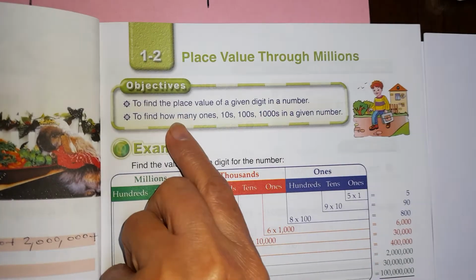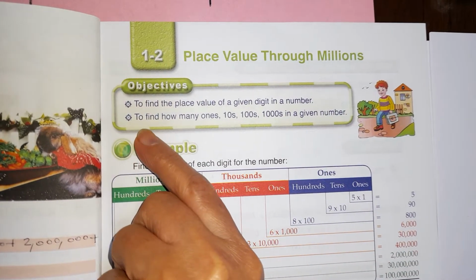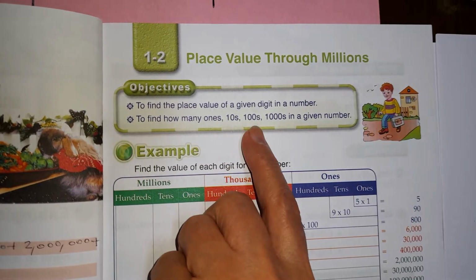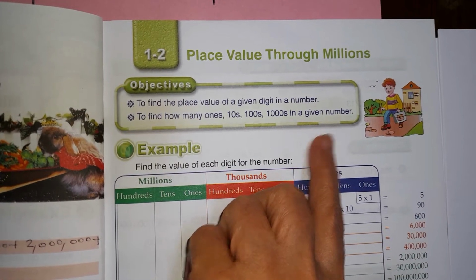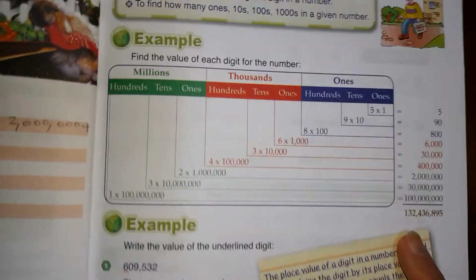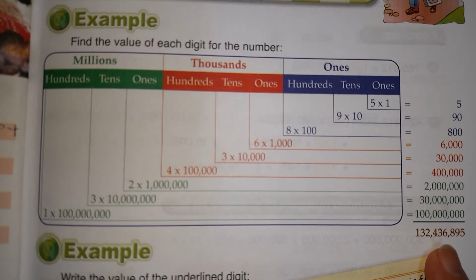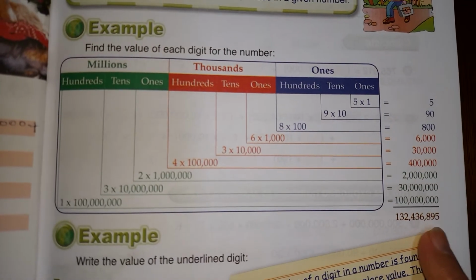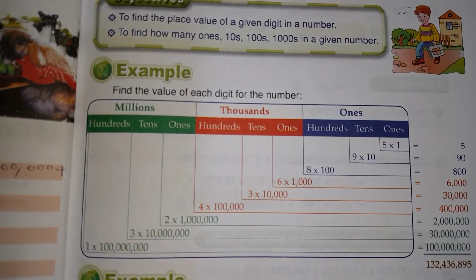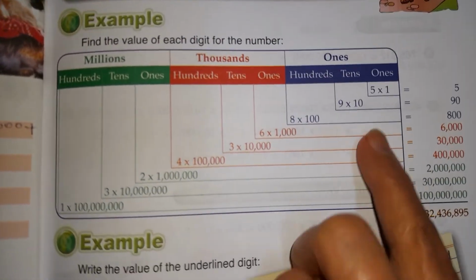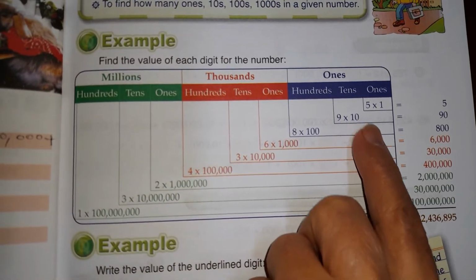They will give us a number, then they will ask how much is the value of this digit, or to find how many ones, tens, hundreds, thousands are in a given number. For example, I have this number, 132,436,895. They use the place value chart and place the digits in it, and they write for you the value of each digit.